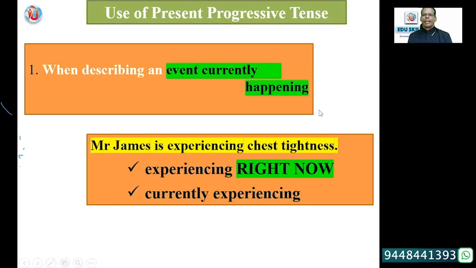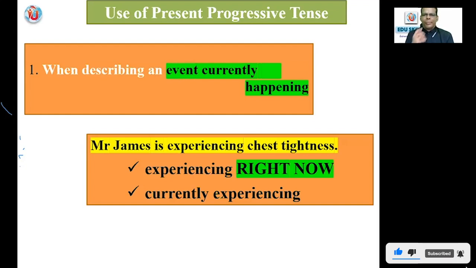When you want to describe an event that is currently happening, it's happening now. Mr. James is experiencing chest tightness. He is experiencing it right now. Currently, he is experiencing. So you are explaining something that is happening now, currently. Any situation that they are experiencing now, you have to use present progressive.